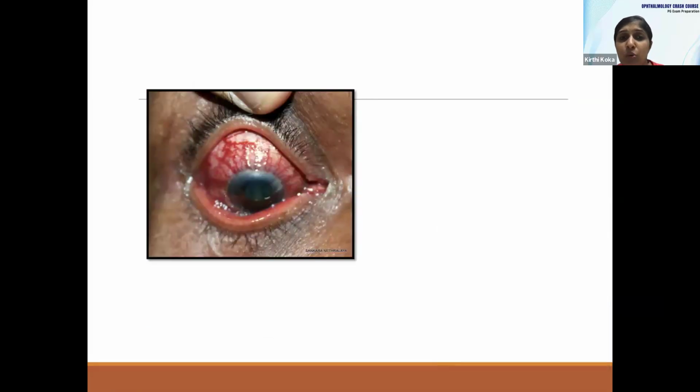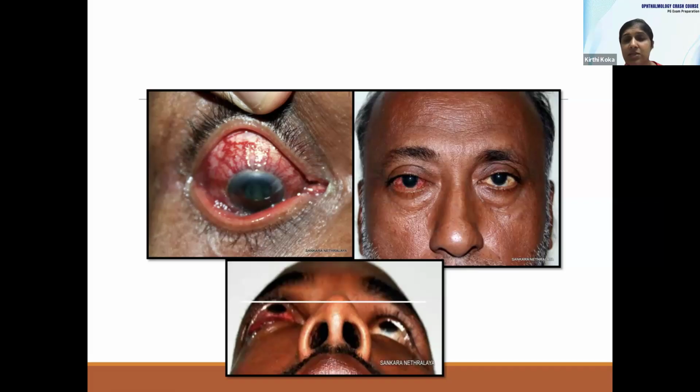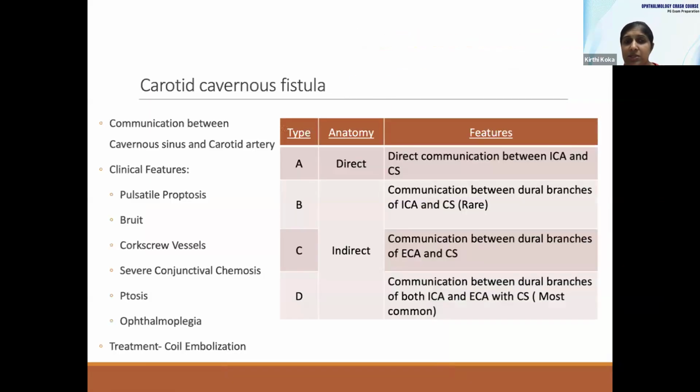Here, again a spotter question. They'll show you this and ask you to spot the diagnosis. So here, what do you see? You see an eye with dilated corkscrew vessels. And then if you look at the picture, the patient has proptosis. So what is this? This is a carotid cavernous fistula. Such corkscrew vessels are most often only seen in CCF.